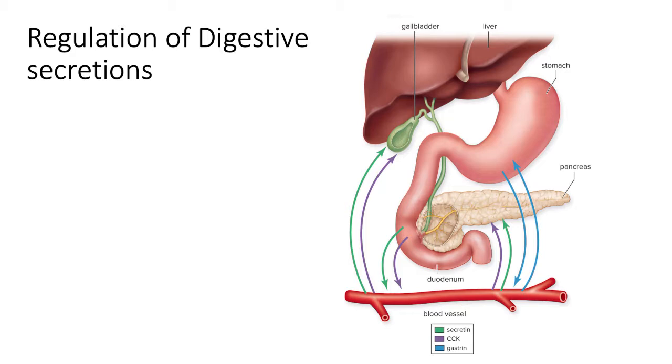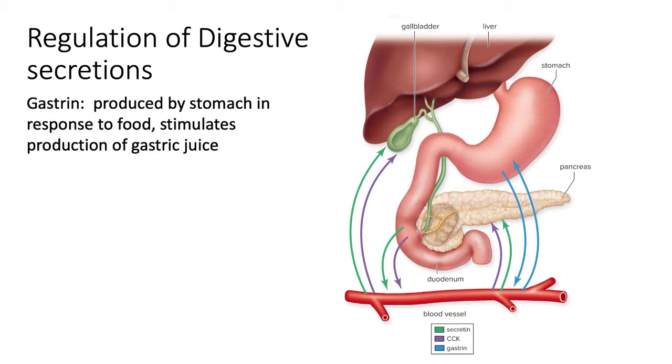When you think about food, or smell food, or even look at food, the parasympathetic nervous system stimulates the stomach to produce the hormone gastrin. Gastrin is represented by the blue arrows. Gastrin enters the bloodstream and acts on the gastric glands of the stomach to increase gastric juice production.